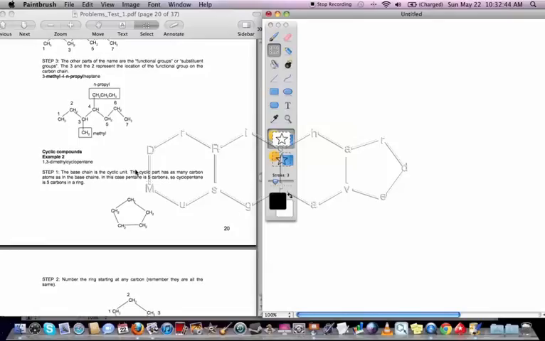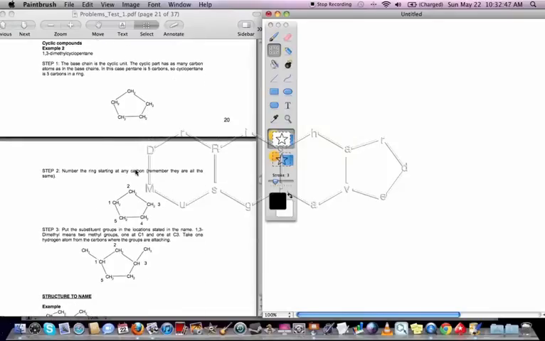Let's take a look at a cyclic compound. In the case of a cyclic compound, the base chain is a cyclic unit. And we can tell what the name of a cyclic unit is because it has the word cyclo in front of it. Cyclopentane would be a cyclic unit consisting of 5 carbons, because pentane, the base chain, has 5 carbons as well. So if we were drawing line structures, it would look like this. Look like a pentagon, actually.